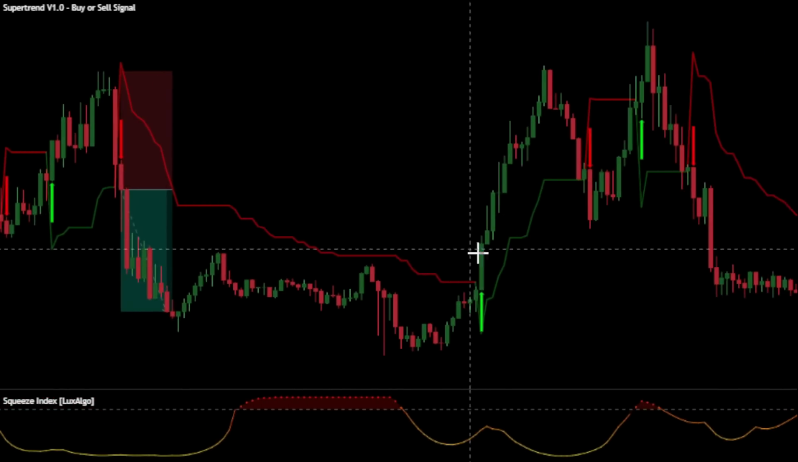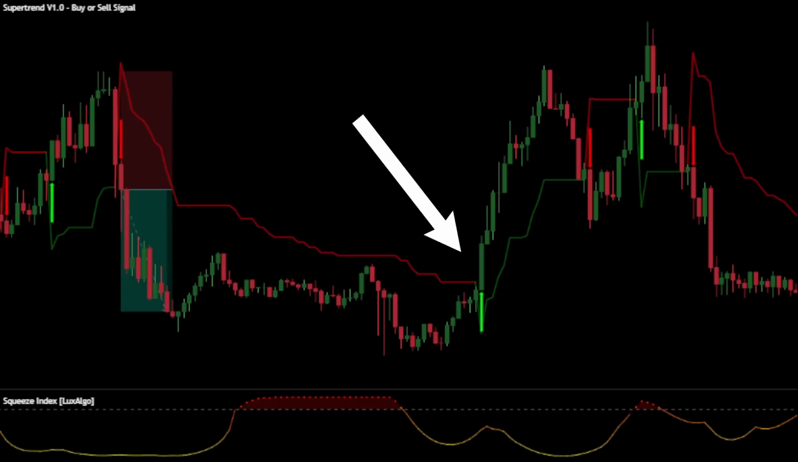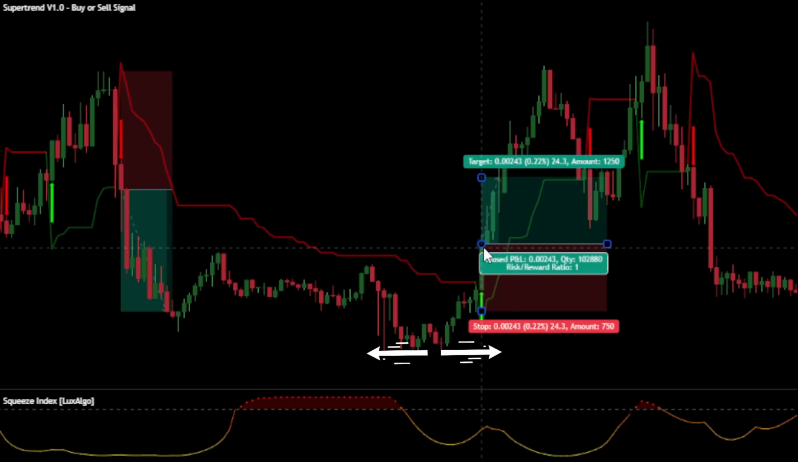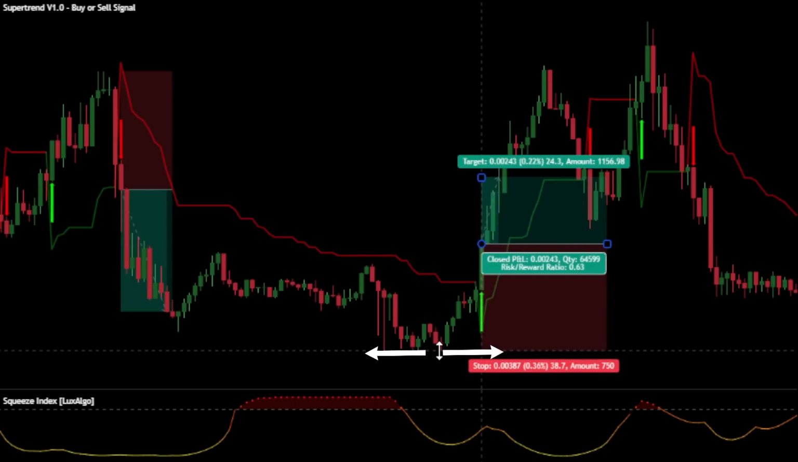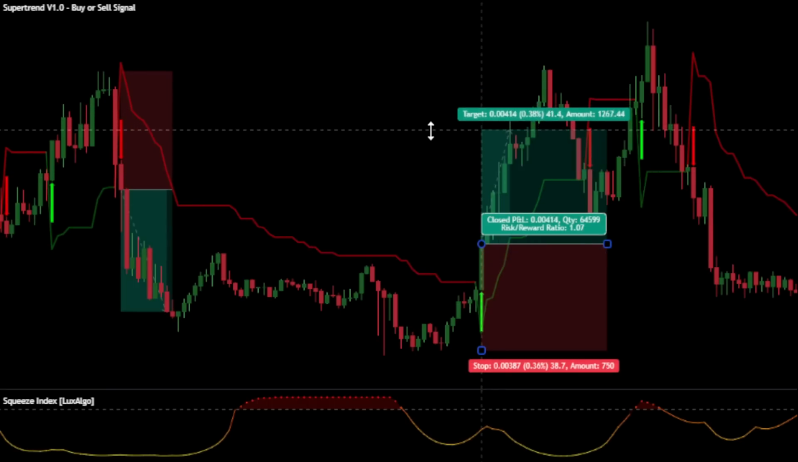For a long trade it would be exactly the same idea. We wait for the signal that the supertrend gives us for a long trade and we see that the Squeeze Index is below the 80 line. So we set the stop loss at the nearest swing low and our take profit could be a risk-reward ratio of 1-to-1.